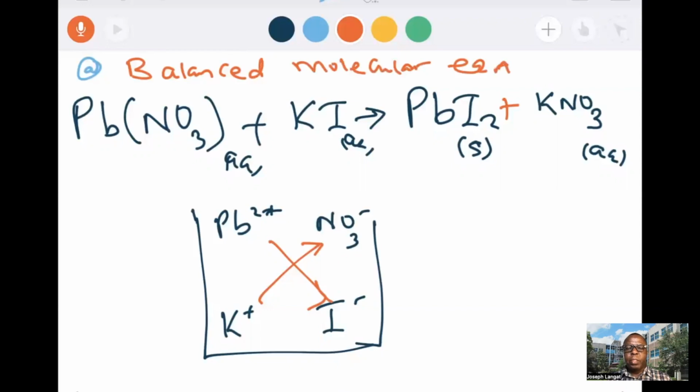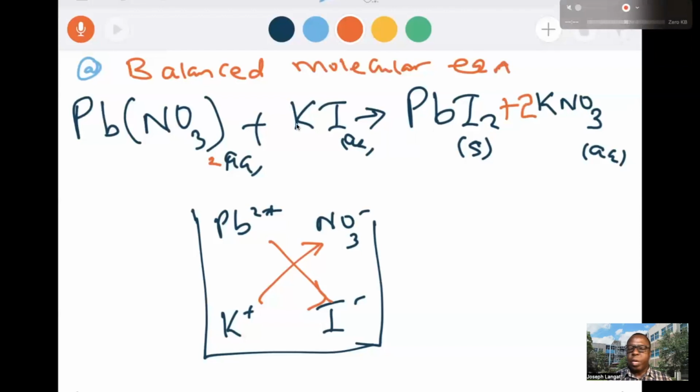It's not yet balanced, by the way. So we need to make sure that each atom on either side of the reaction adds up. We have one lead, we have one lead. There's a 2 here, for lead(II) nitrate, so 2 nitrates, we have 1 nitrate. We need a 2 in front here.